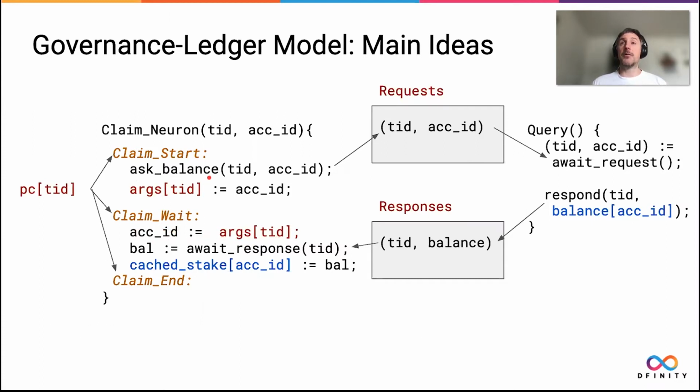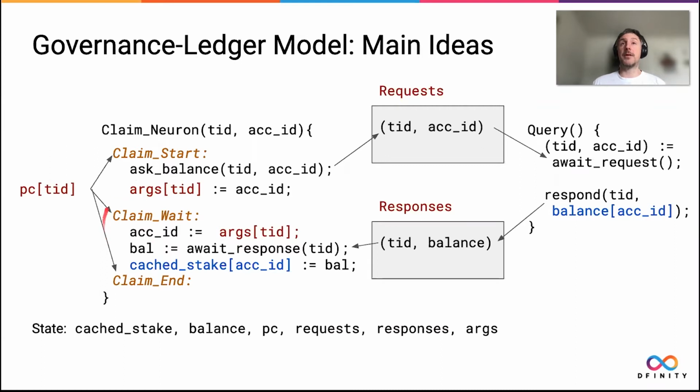So, right, in summary, these are kind of all the variables that we are going to need. We're going to need the cache stake and the balance, these two are the obvious ones, and then the less obvious ones are the program counter, the requests, the responses, and the args.